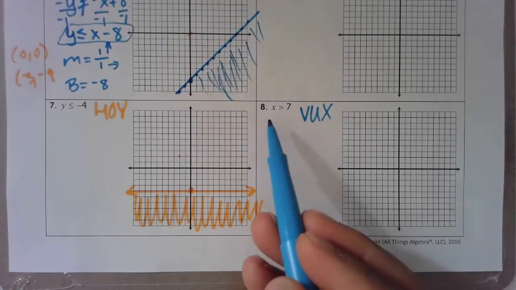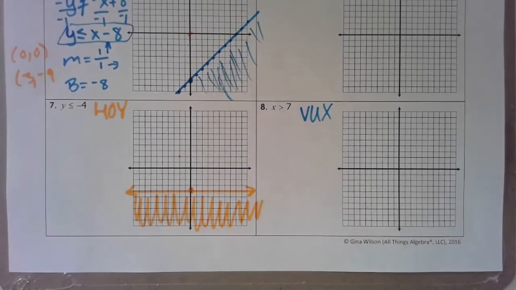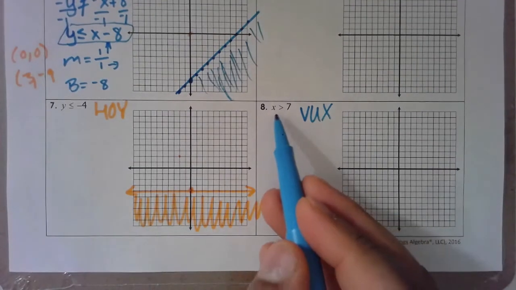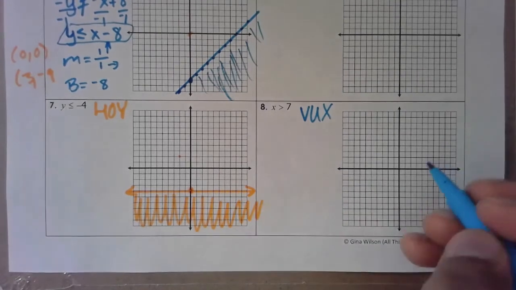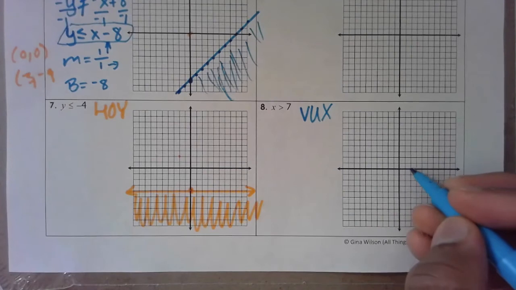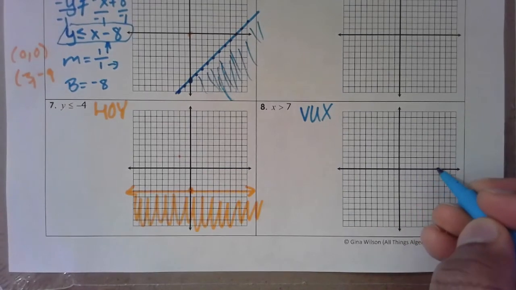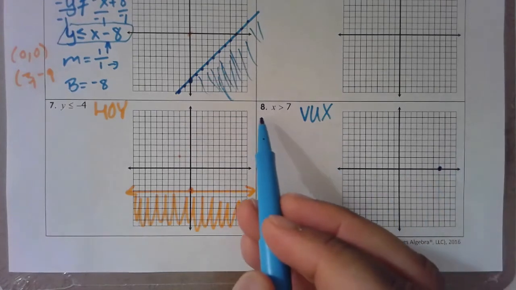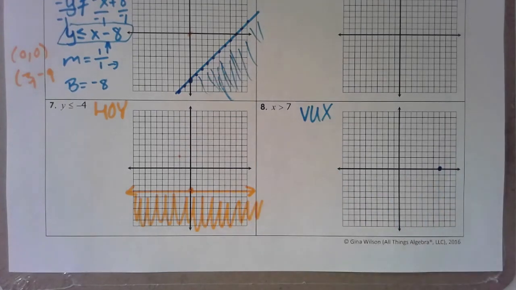So this time I have x is greater than 7. So instead of having a horizontal line like we had before, we're going to have a vertical line since we have the x all by itself on the left-hand side here. So let's go to 7. 1, 2, 3, 4, 5, 6, 7. And I'm on the x-axis because it's an x by itself here. And so then I'm going to be graphing that vertical line here.